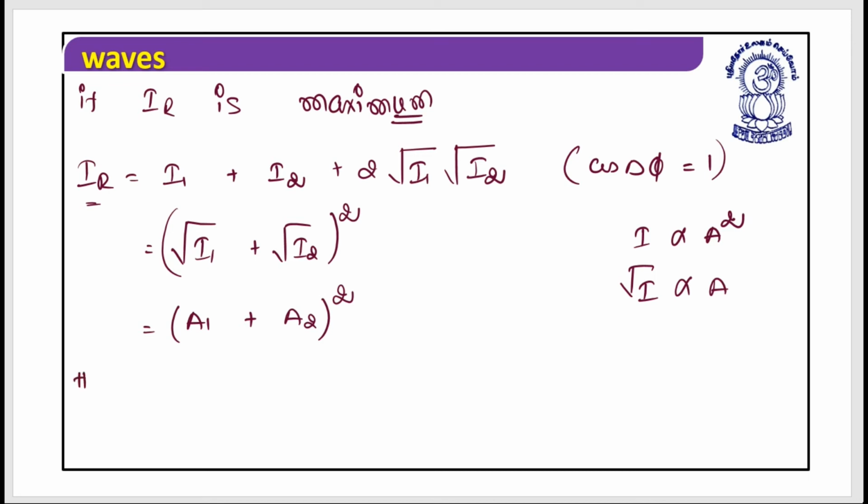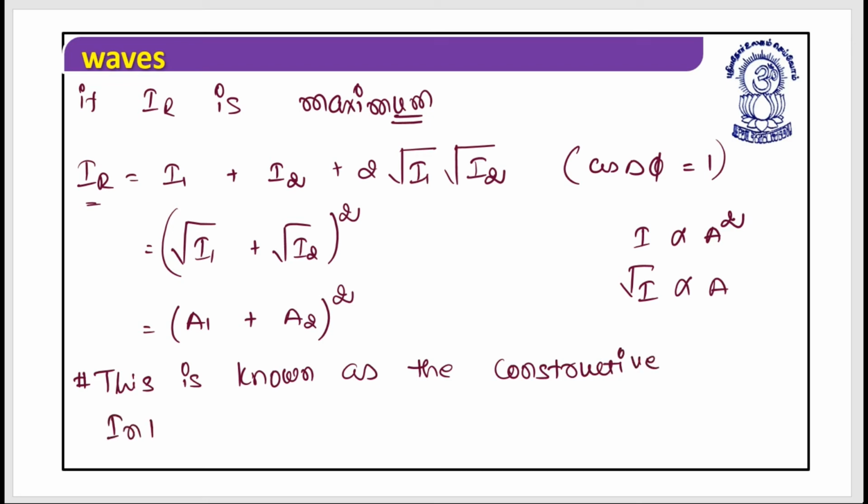And this is known as constructive interference, and this is the IR max. This is the maximum resulting intensity that I can get. I hope this is clear.